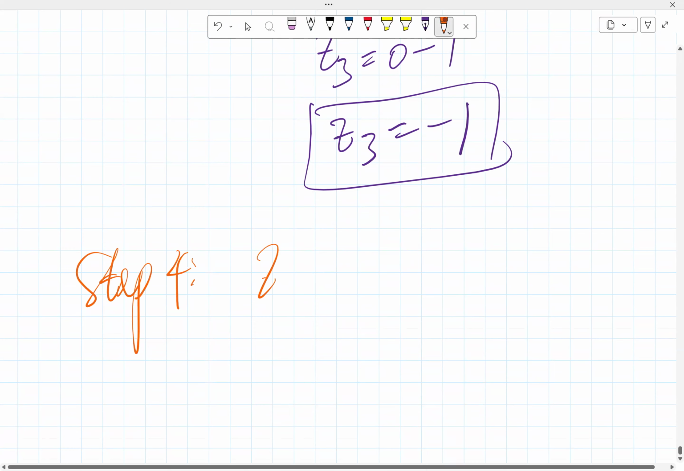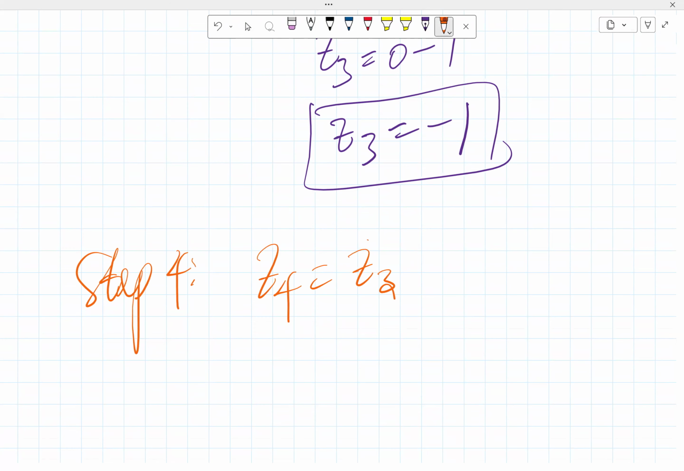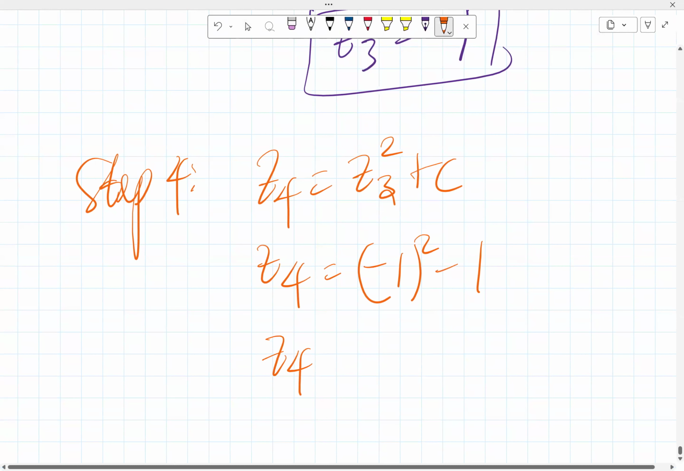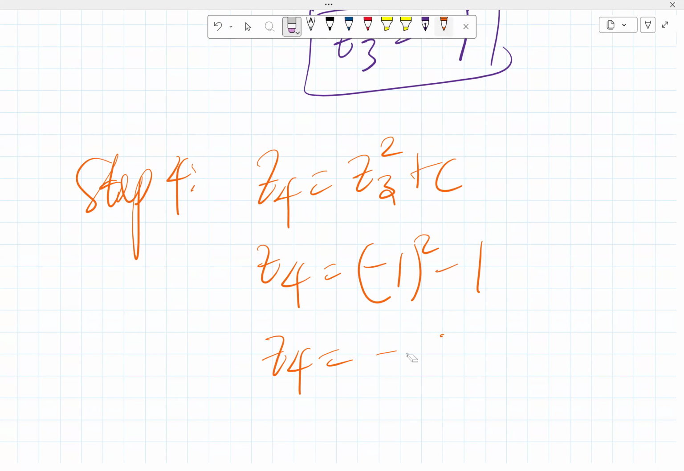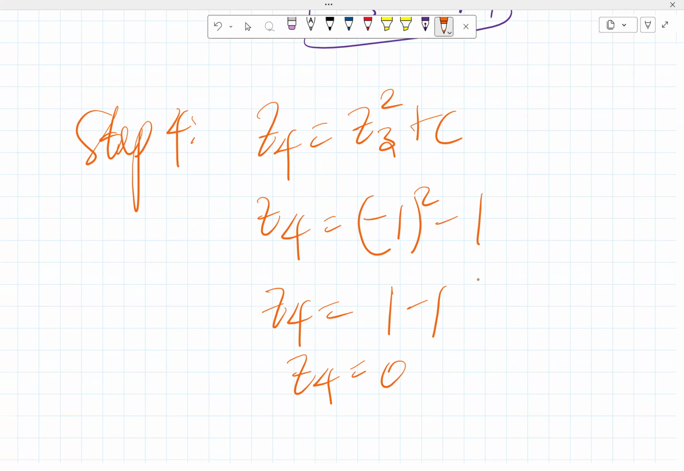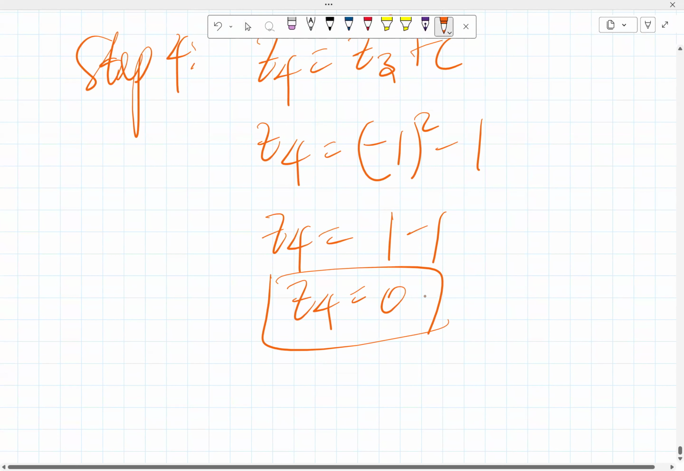In step 4 now, we have Z4 equals Z3 squared plus C. So that means Z4 is equal to minus 1 squared minus 1. Minus 1 squared is plus 1, so we have 1 minus 1. So Z4 again is equal to 0. So we have that oscillation. It's like we are just trapped between 0 and minus 1. So that tells us that it's not diverging.